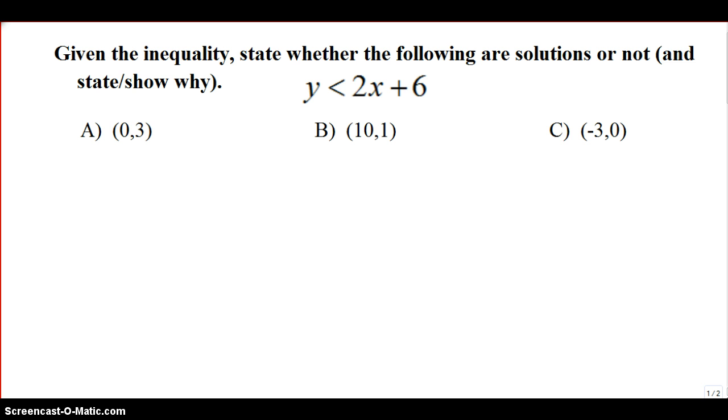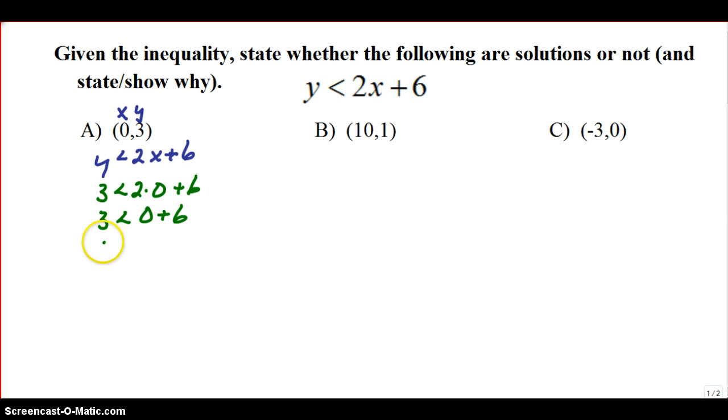So simply, what we have here is y is less than 2x plus 6. Here's our first point. Now remember, ordered pairs are x, y. So now we go back up to our inequality: y is less than 2x plus 6. Now I'm going to substitute my 0, 3 in for x and y. So y is 3. Is that less than 2 times 0, x is 0, plus 6? Well, we have 3 is less than 2 times 0 plus 6, so 3 is less than 6, and that is true. So either put true or yes.